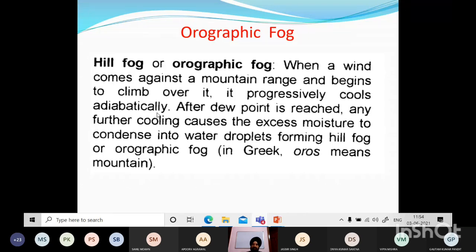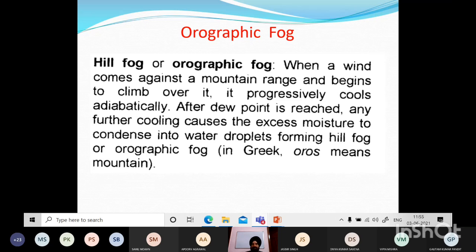progressively cools adiabatically, which we have seen happens without any heat getting transferred. So that's the adiabatic process. And this air which is rising up the mountain progressively gets cooled, and after the dew point is reached, any further cooling causes the excess moisture to condense into water droplets, forming a hill fog or orographic fog. So basically oro means mountain, so hill fog formation is also possible.